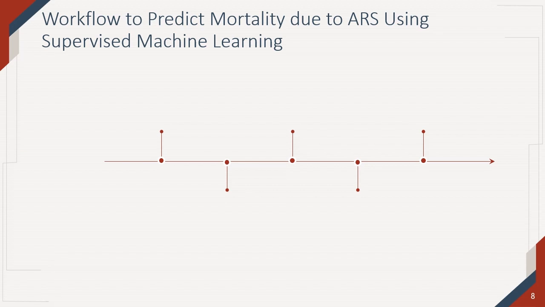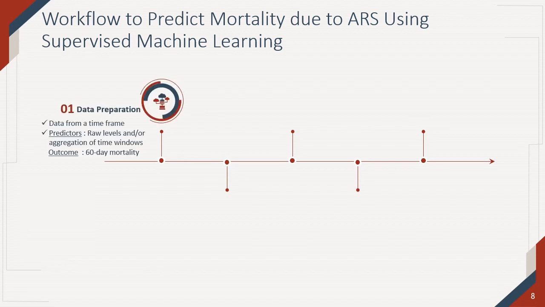Now I will show my approach towards modeling mortality due to ARS. This approach consisted of 5 steps. First, I started with data preparation, where the inputs to my model are raw levels of biomarkers on different days or aggregated level of biomarkers over a time window. And the outcome was a binary variable, that is 60-day mortality. Once data was prepared, 60% of it was split to train the machine learning models and 40% was split to test the prediction performance of the final model.